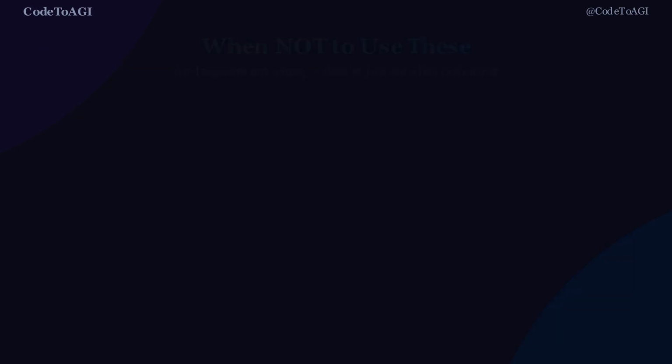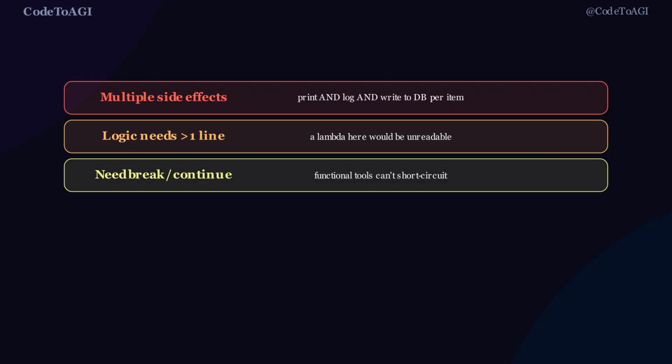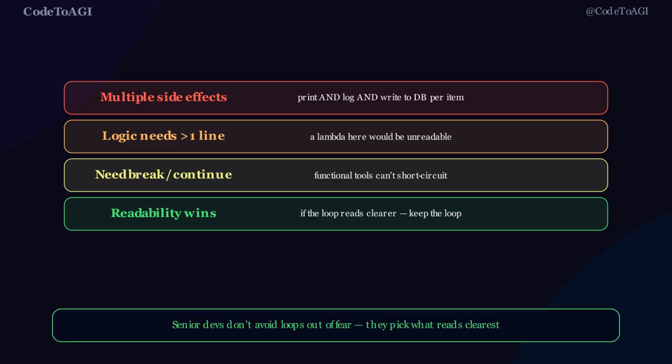Important, these tools are not always better. Sometimes a for loop is still the right choice. Use a for loop for multiple side effects per item. Printing and logging and updating a database. Use a for loop when the logic needs more than one line. A lambda would be unreadable there. Use a for loop when you need to break early or use continue.